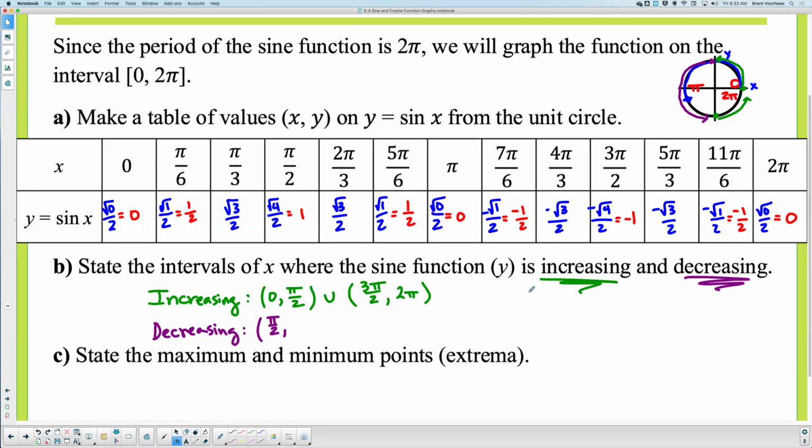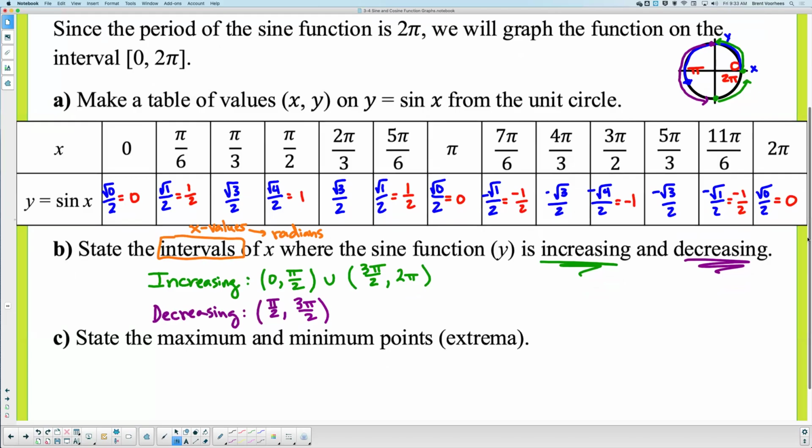3 pi over 2. That's when we stop decreasing. So as a reminder, when they say intervals, intervals means x values. When you see intervals, that means what are the x values. You don't include the y's, you just say the x values, which when you're graphing would be the angles, the thetas. The x values become the radians. That's the red. Okay, last thing, state the maximum and the minimum point.